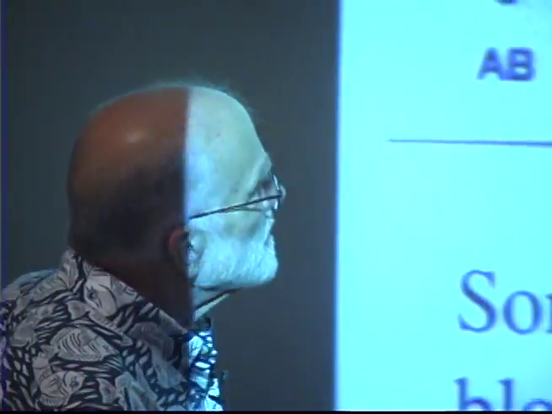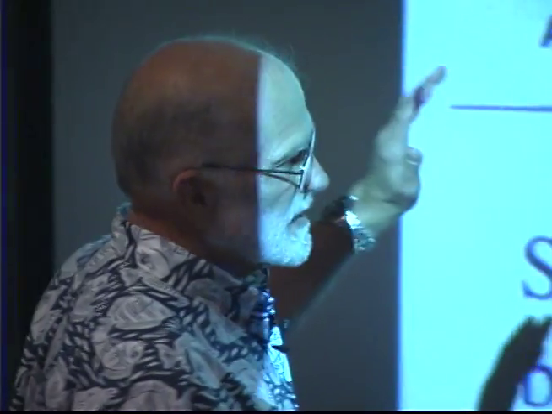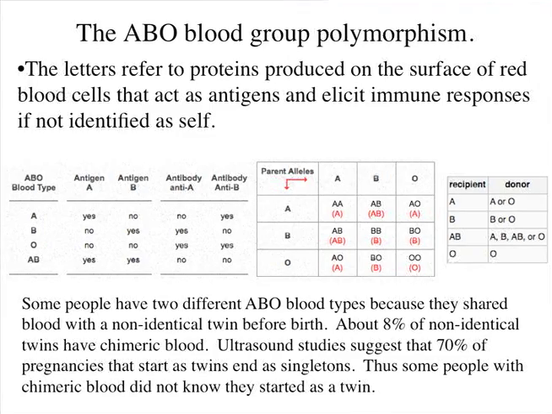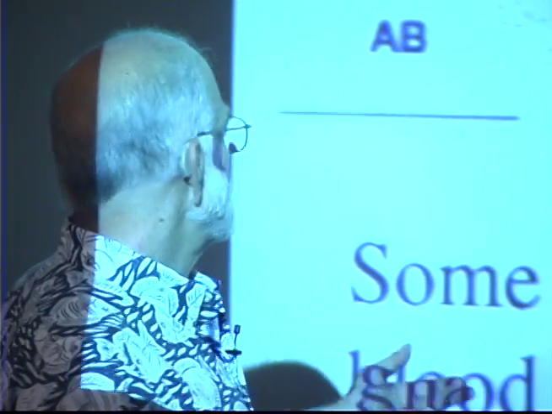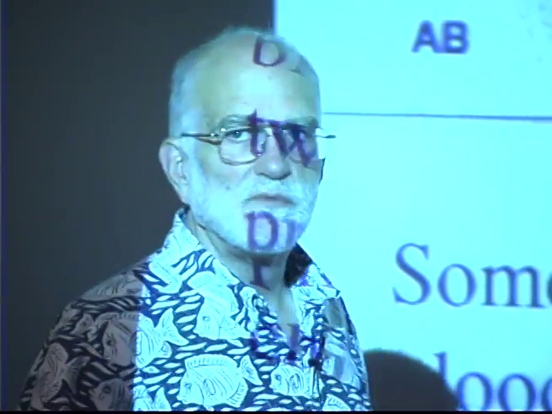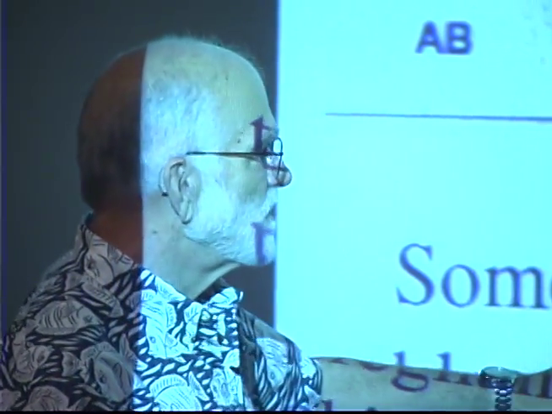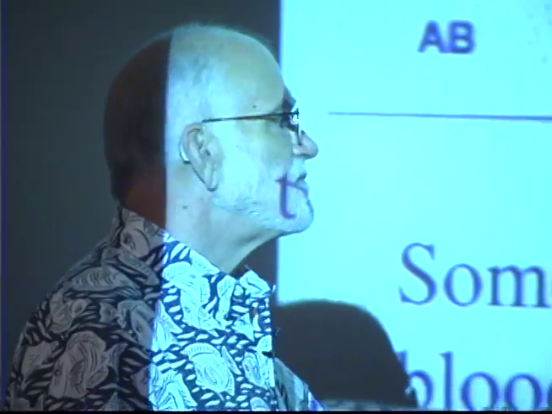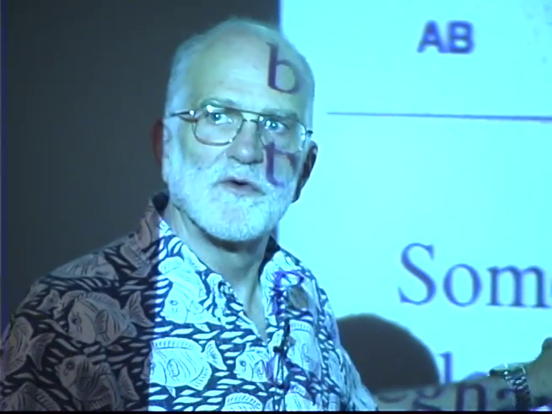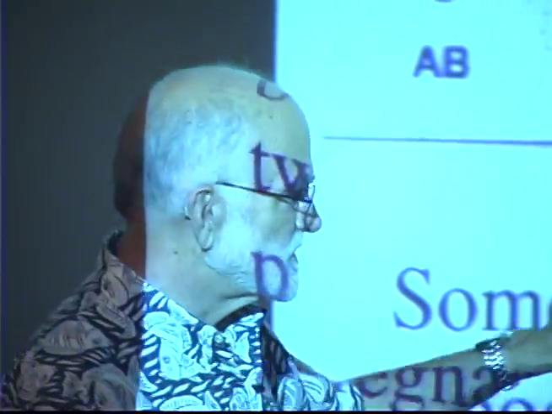I'll just talk briefly about the ABO polymorphism and then wrap up. You all know what that is, and you know that it has a lot to do with blood transfusion and who can take blood from which type, and here's a table of recipients and donors. I think it's culturally interesting that some people have two different ABO blood types because they shared blood with a non-identical twin before birth, and that's actually one of the ways we can diagnose how many people actually had a twin before birth but were singletons at birth. They're mosaic for ABO.